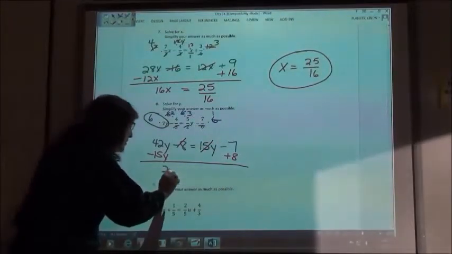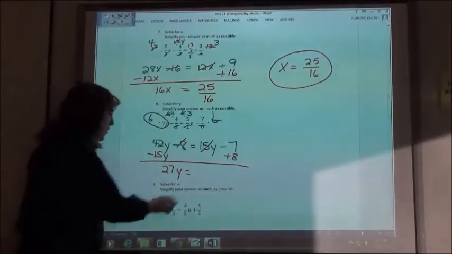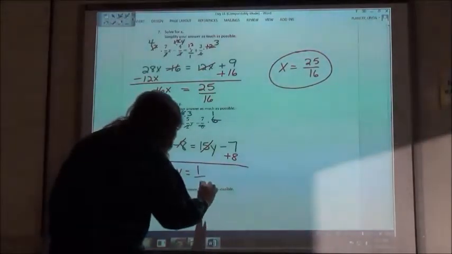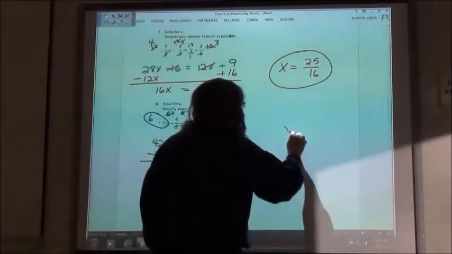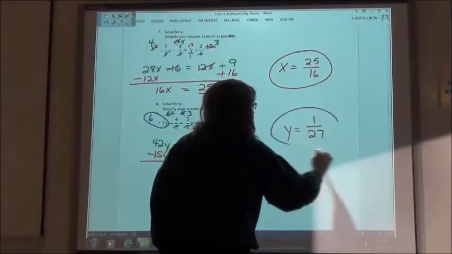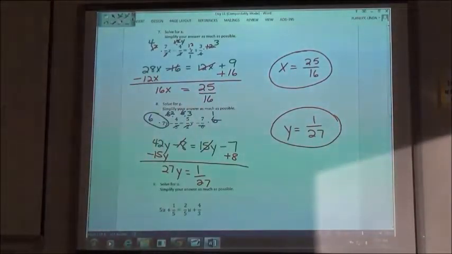So this is complete. 27y equals 1. And so when we divide, y is going to equal 1/27, right? Can't do much with that.